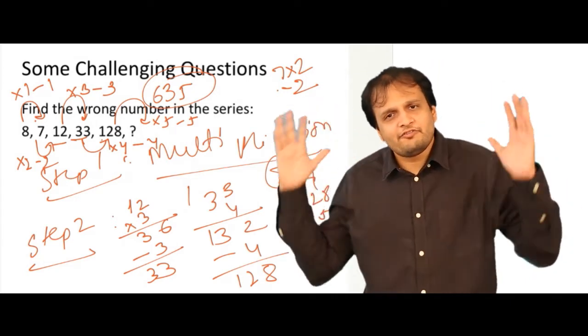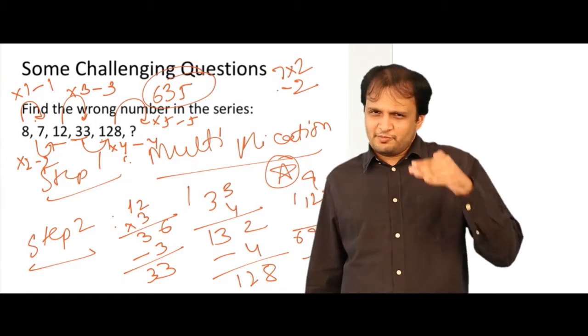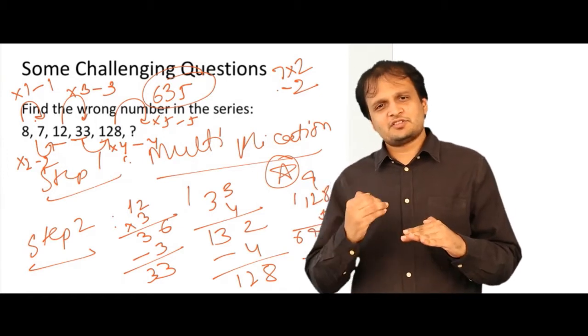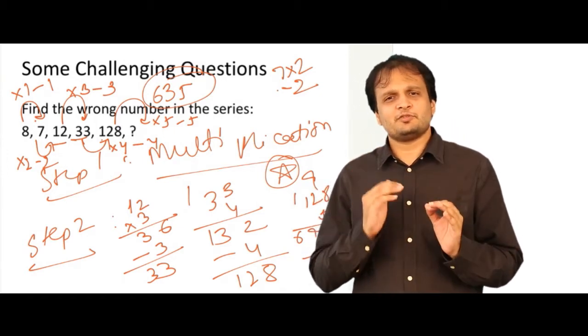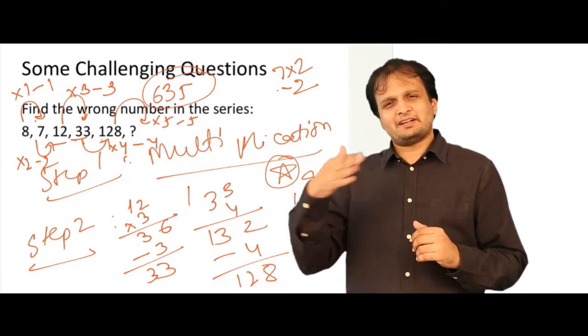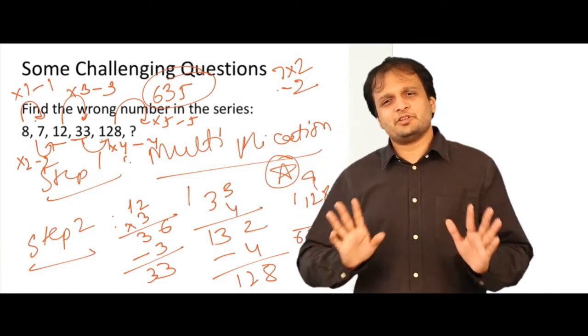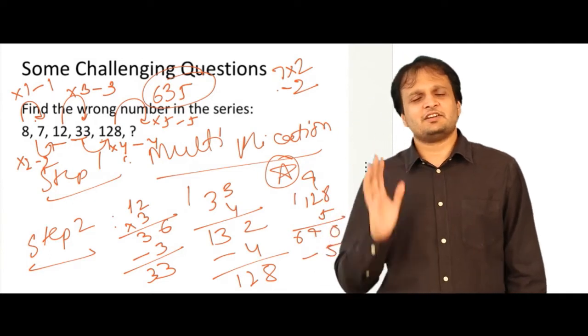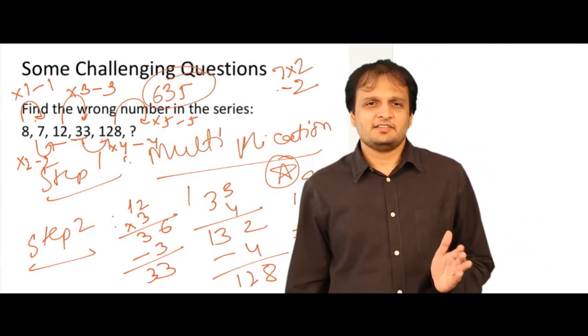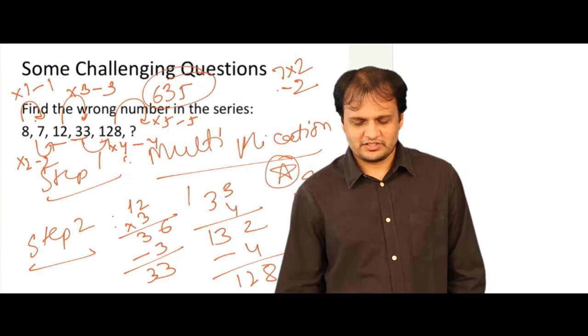If you try to do all of it together, you will not be able to do it. But if you break it into 2 steps and do it slowly and comfortably, you will be able to get the answer right. And then after you practice many questions, this will become intuitive. Then it will become very, very easy. It will become a cakewalk. Alright? So let's move on to the next challenging question.